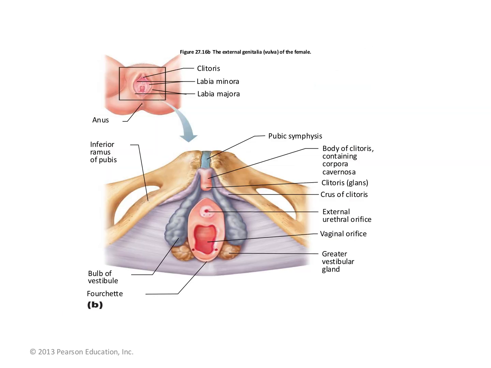If you remove that top layer of tissue, you can see our two greater vestibular glands, which, remember, produce mucus. And you can see the clitoris, which has the corpora cavernosa, similar to the erectile tissue in the penis.